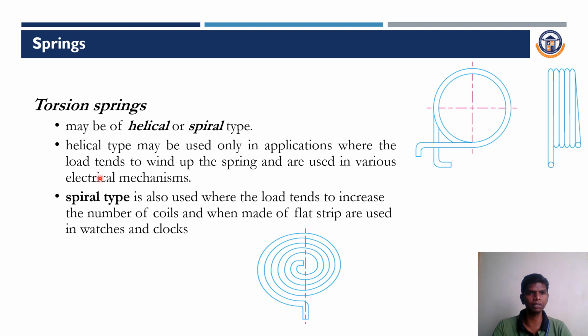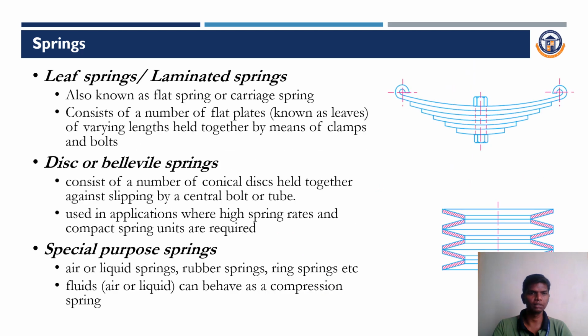These are torsion springs, which may be of a helical or a spiral type. So look at this diagram, it shows a spiral one. A helical type may be used in many applications where the load tends to wind up the spring. They are used in various electrical mechanisms. It clearly shows that it is mainly used in electrical applications.